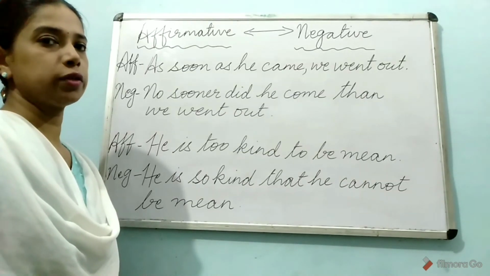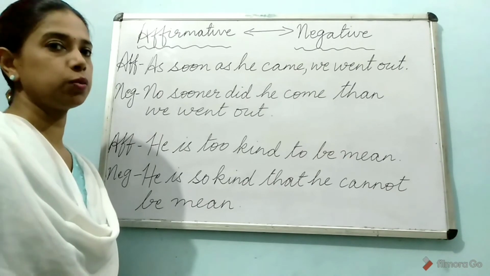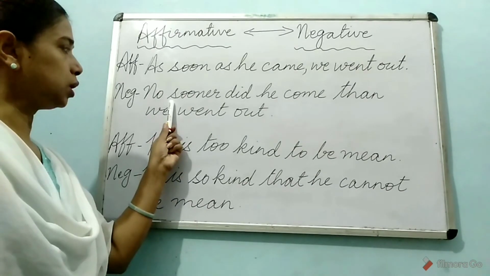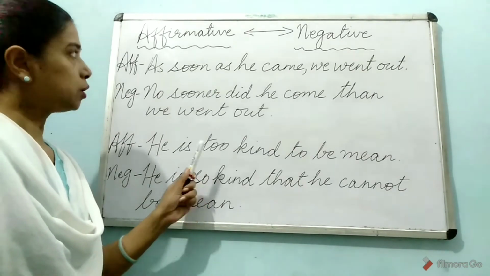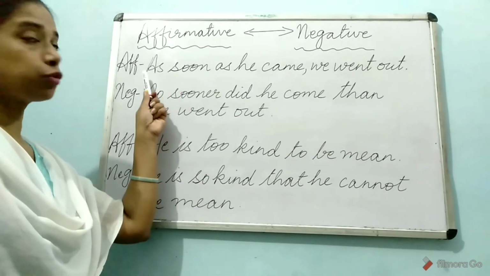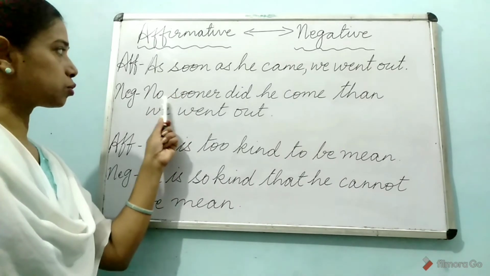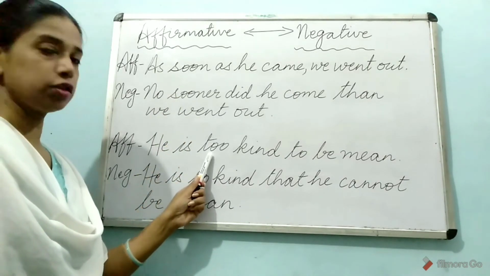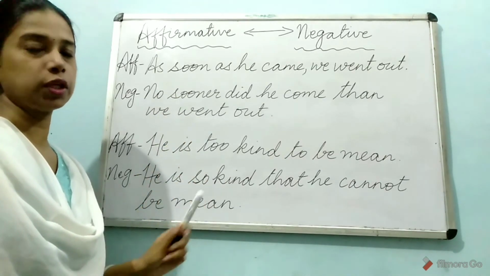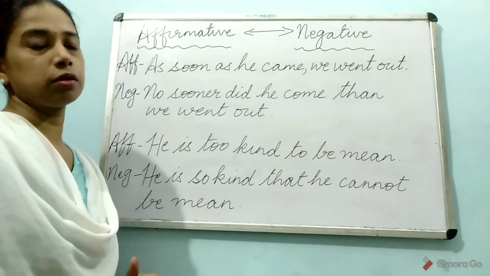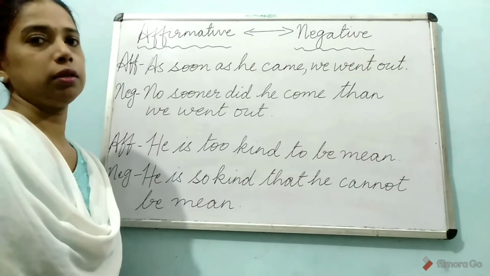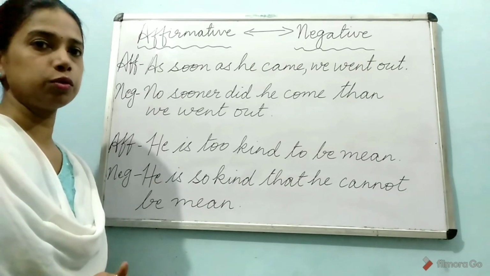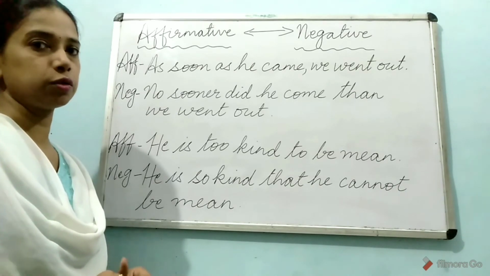The third way, children, is by using certain words like "no sooner," or by removing the word "too." So how to change "as soon as" sentences into "no sooner," and how to change "too" sentences into "so that." The videos of these two methods are also uploaded on the school website, so you can go through them for all the rules related to them.